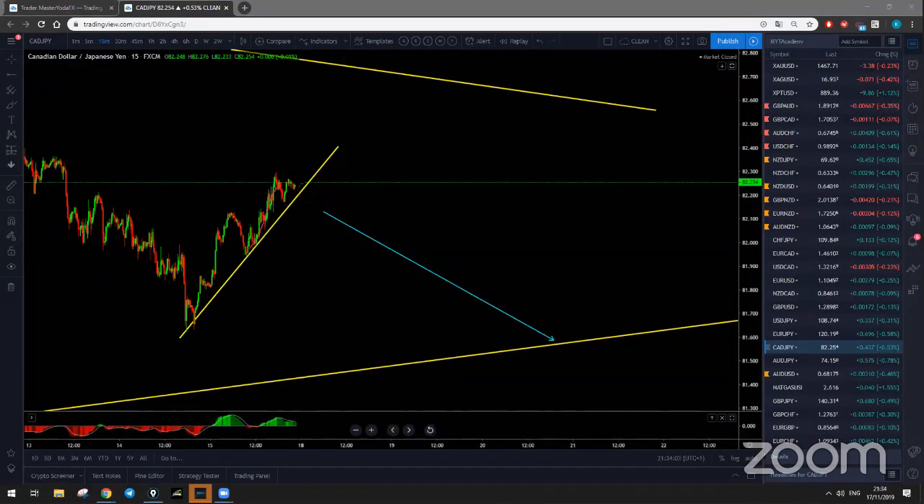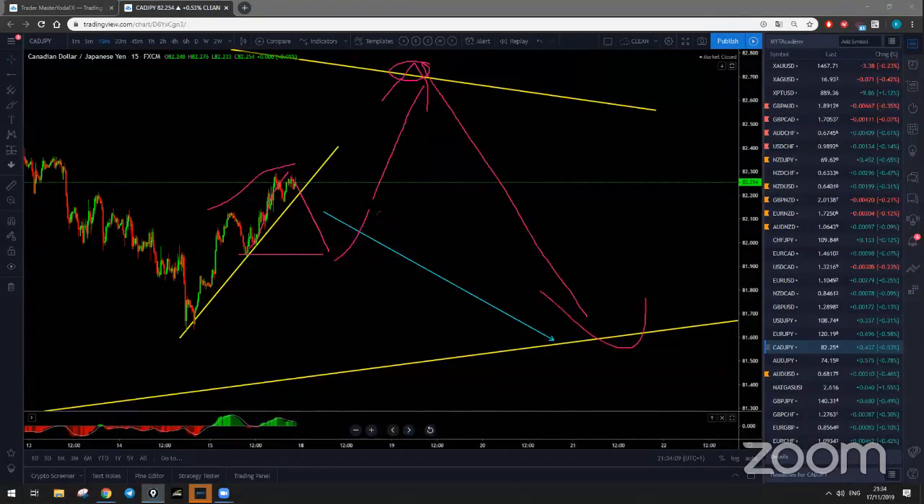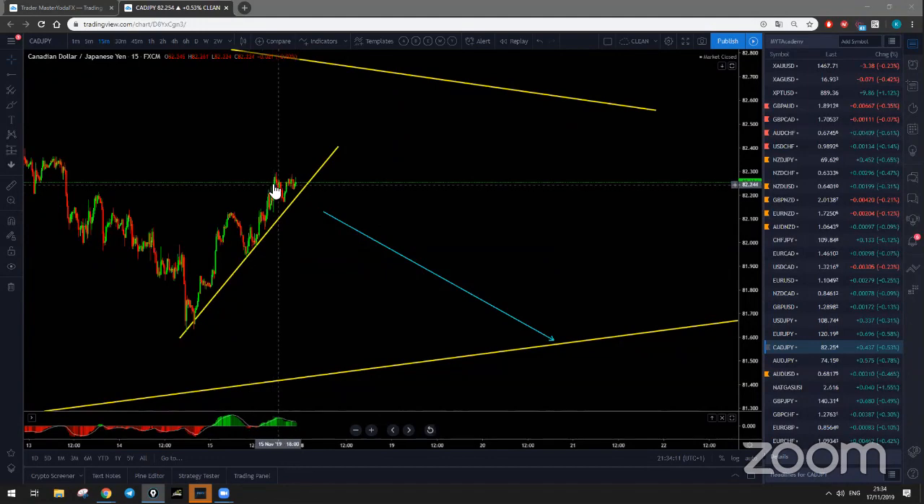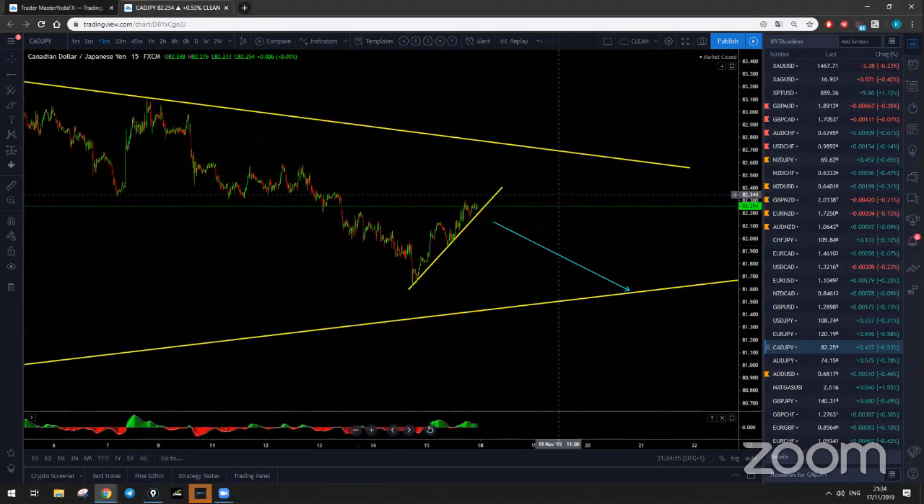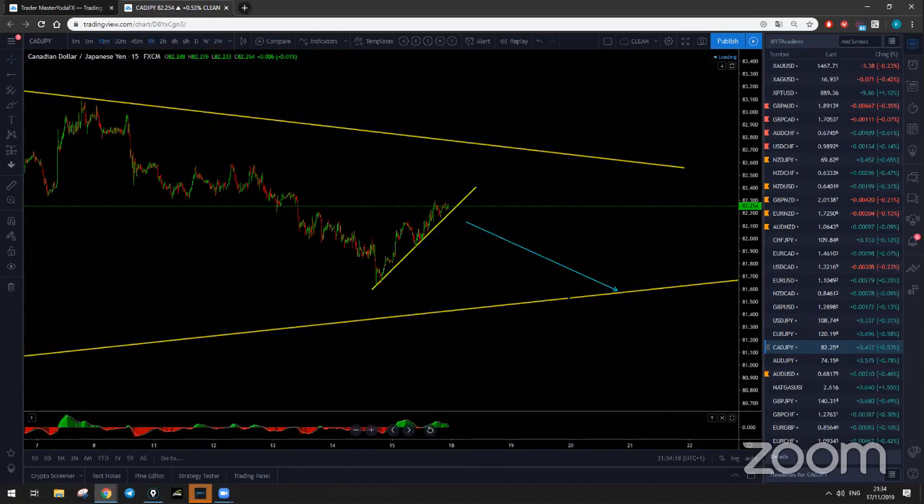Why? Because the price can reverse from that and continue to the upside, tag that trend line, and then continue to the downside. So that sell could be really tricky and you have to be careful with that sell.